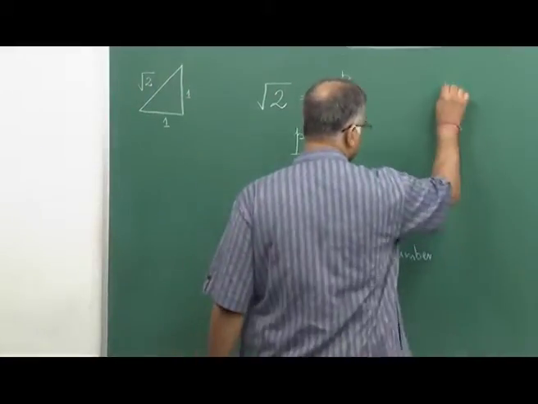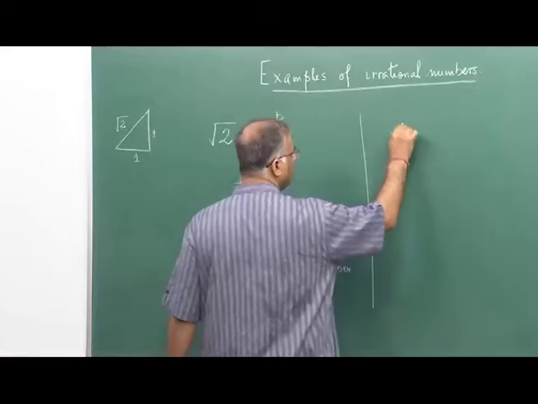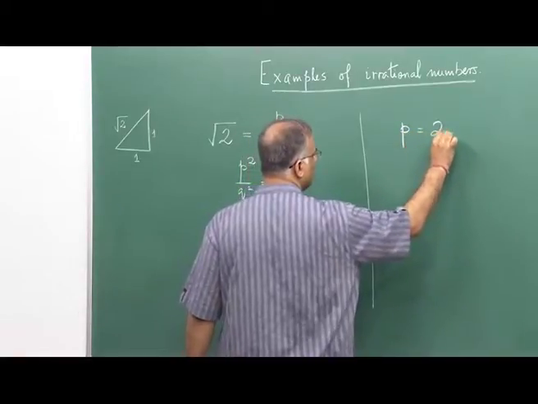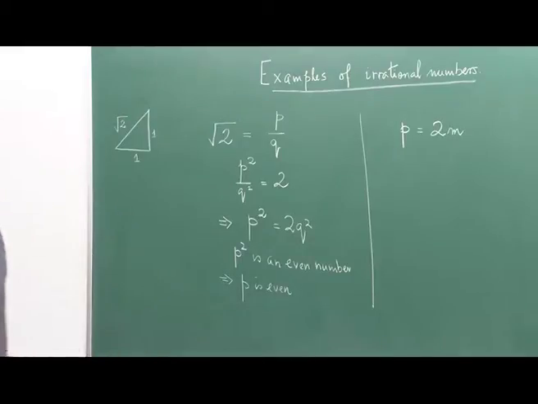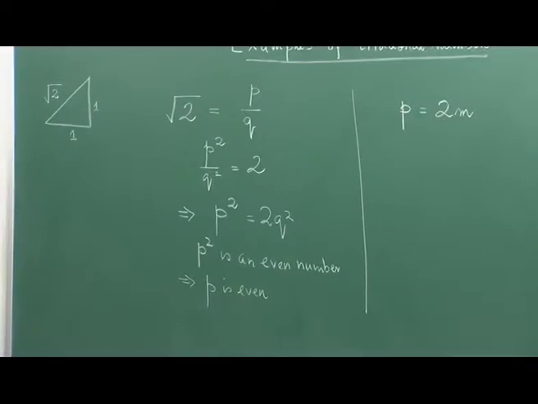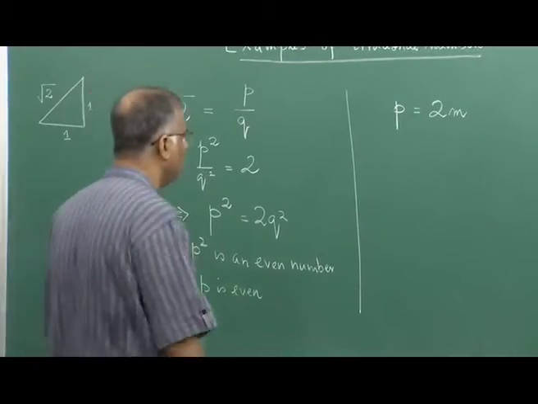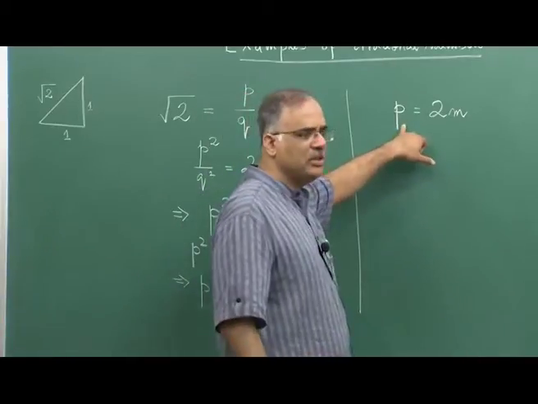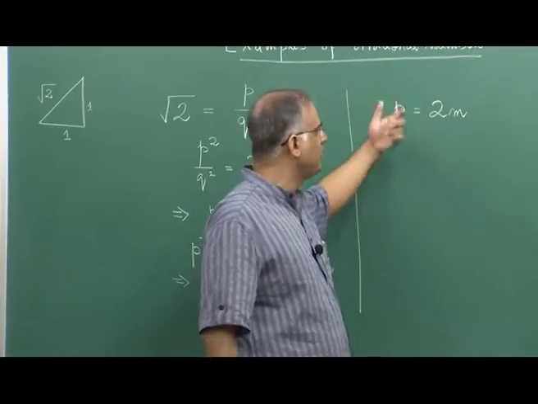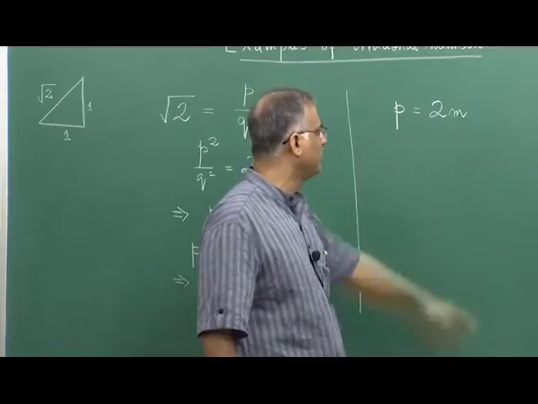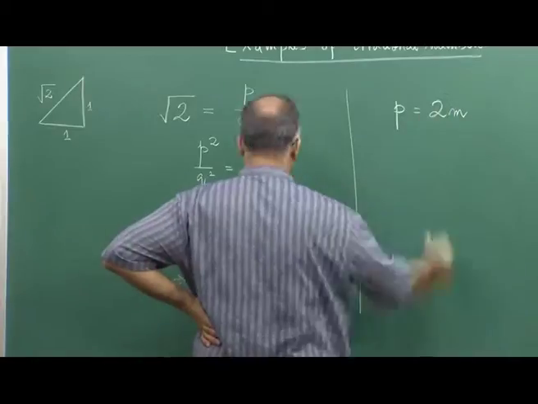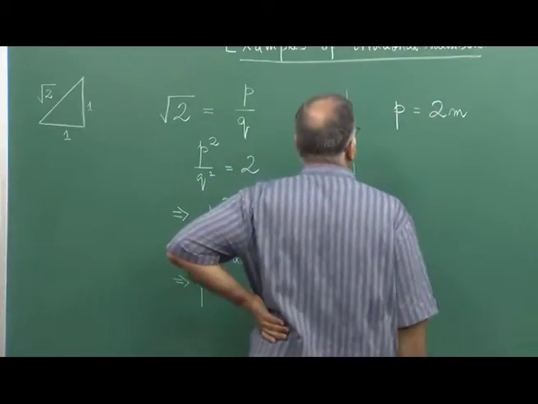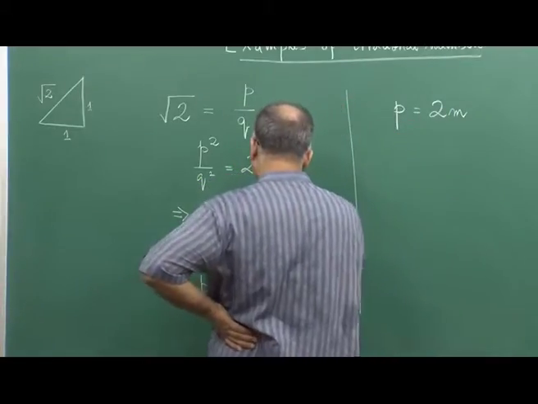So, if p is even, we can write p as twice of some quantity m, because any even number can be written as 2 times m, where m is some number. If it is an even number, it is always divisible by 2. So, p must be expressed as twice of some number, that is, m is the quotient when you divide p by 2. Now, what you do is you put it back here.